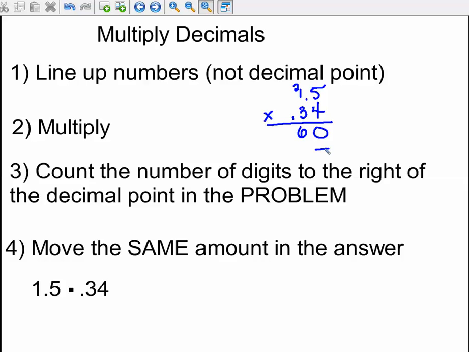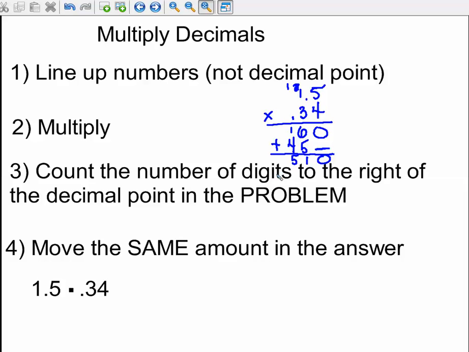Then I put my placeholder. 5 times 3 is 15. Carry the 1. 3 times 1 is 3, plus 1 is 4. And then I'm going to add these together. 0 plus 0 is 0. 6 plus 5 is 11. 4 plus 1 is 5.